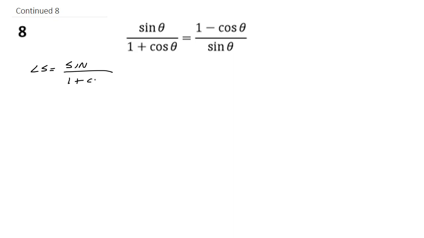All right, so the left side is sine over 1 plus cos, sorry, sine over 1 plus cos. And the right side is 1 minus cos theta over sine. Okay, all right, so we got our two sides.